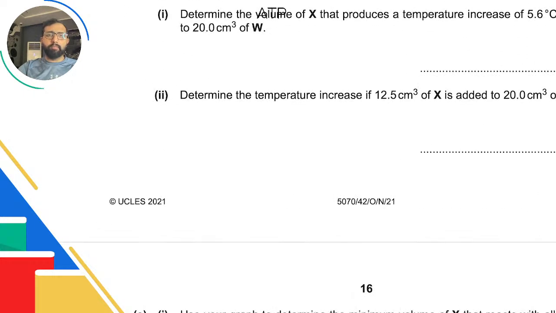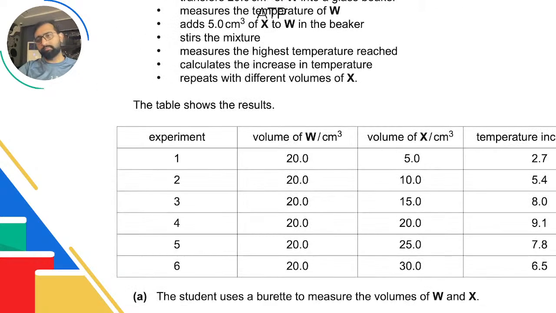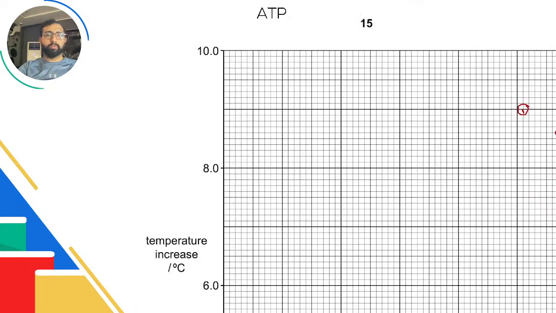Okay. वैसे टेबल से भी अंदाज़ा लगा सकते हैं that it should be somewhere between 15 और 25 के बीच में कहीं पे होगी, because 20 पे भी हाई वैल्यू है और 15 पे उससे नीचे है. So it could be somewhere in there. Obviously we will have to draw the graph to see that.